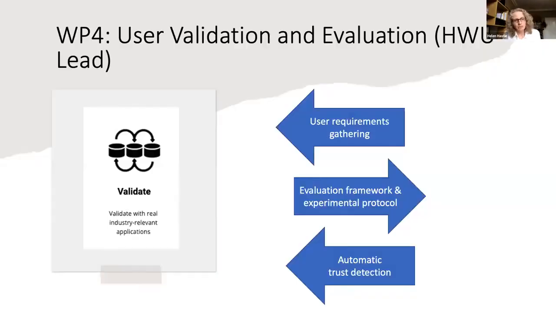Okay, and then the final work package that I'm going to talk about, because I want to give Ram some time, is the user validation and evaluation work package. So we've done some user requirements gathering, talking to our industry partners. What we want to do is to create an evaluation framework that can be universally accepted, and also provide experimental protocol for the rest of the program. And we're also looking at trust detection, automatic trust detection.